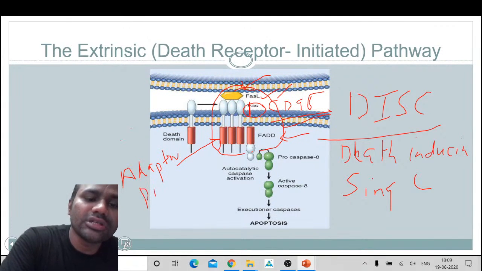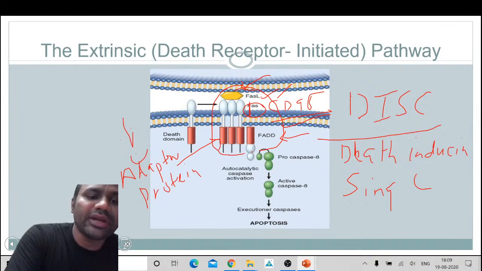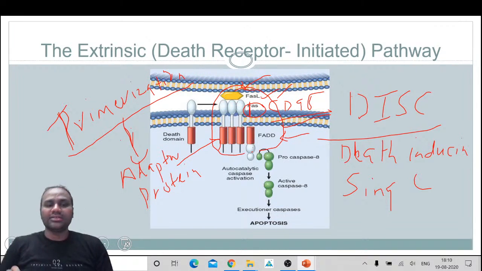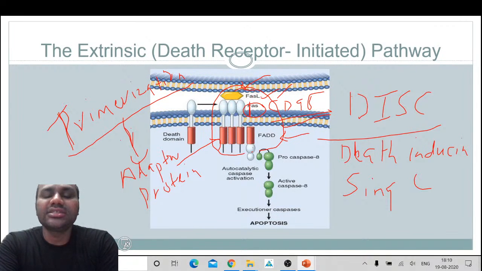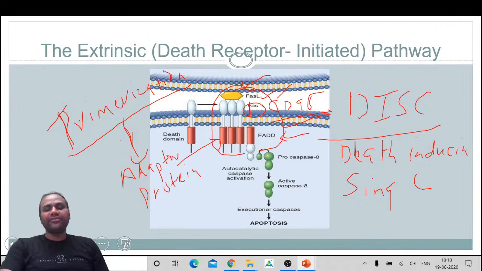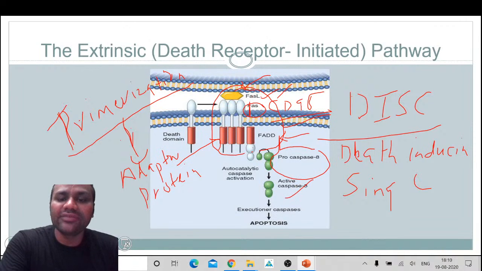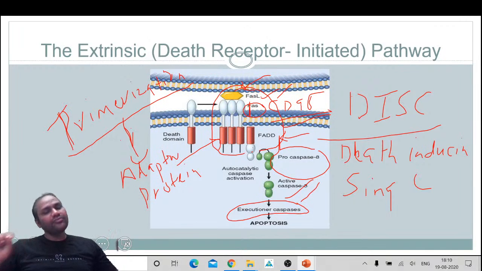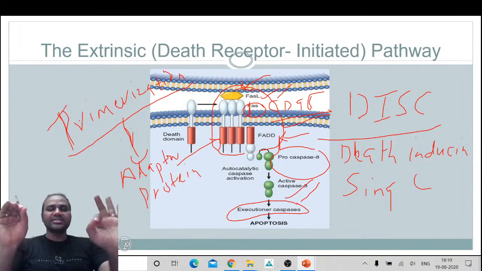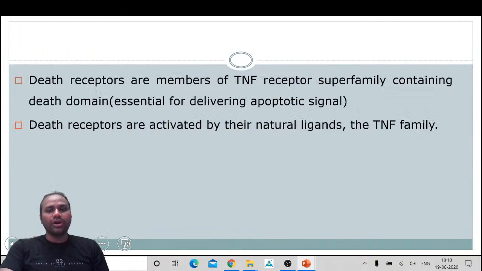This is activated by trimerization, which is occurring here. Fas, CD95, has a death domain. TNF receptor also has a death domain. Obviously they will activate procaspase 8 to caspase 8, and hence they will activate the executioner caspases. Executioner caspases are the same for both pathways: 3, 6 and 7, and apoptosis will occur.